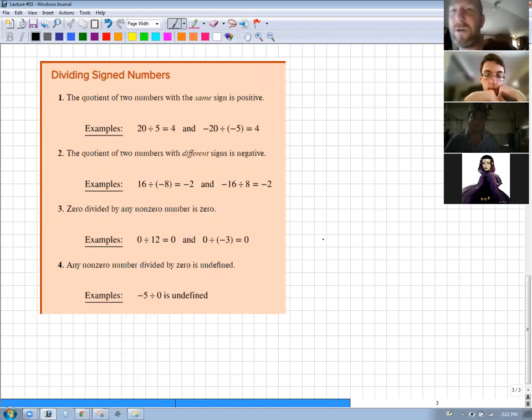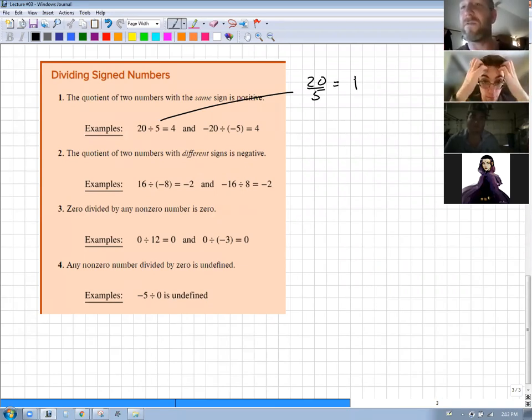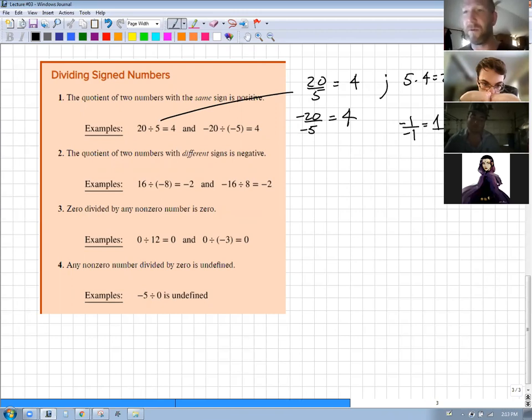All right, the quotient of 2 numbers with the same sign is positive. So 20/5. Since they're both positive, the result is positive, and this is 4 because 5 times 4 makes 20. Now if you have both negative, -20/-5, that's still positive 4. These 2 minuses cancel one another out. -1/-1 is just 1. So a minus over minus still gives you a positive.